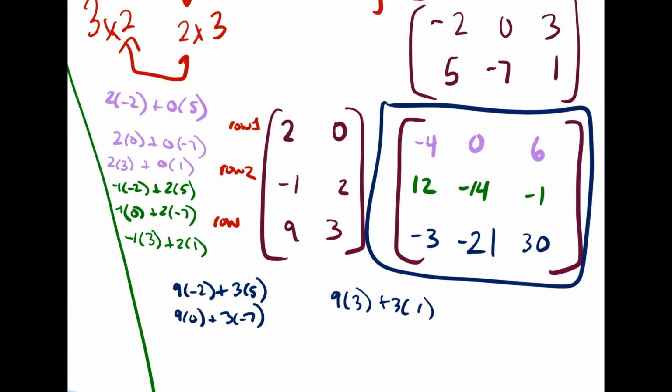So, example 1 was find A, B, and BA if possible. We did. We found both because they both were possible. All right, so let's do this next one.